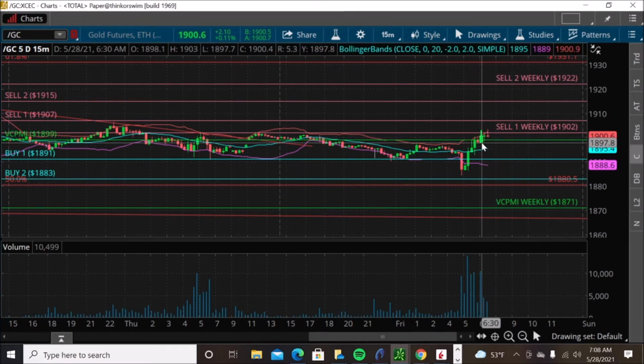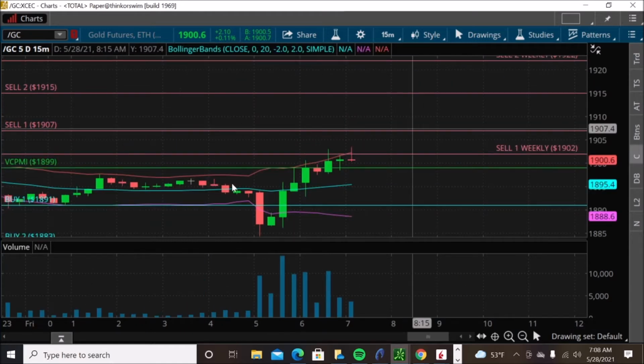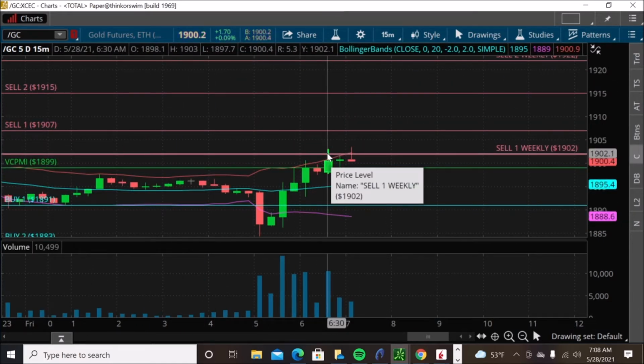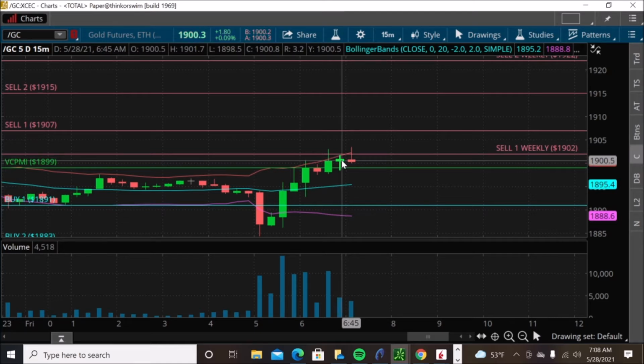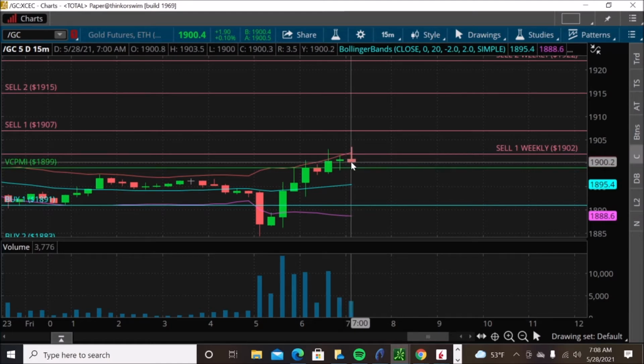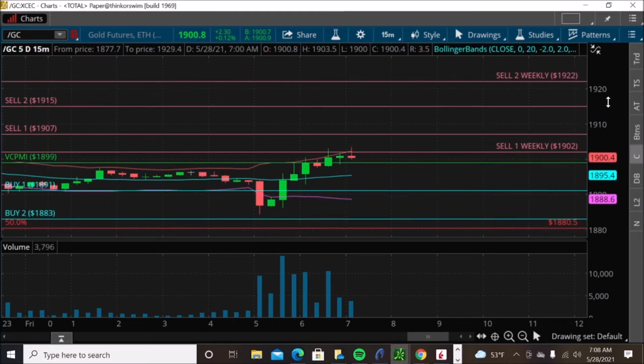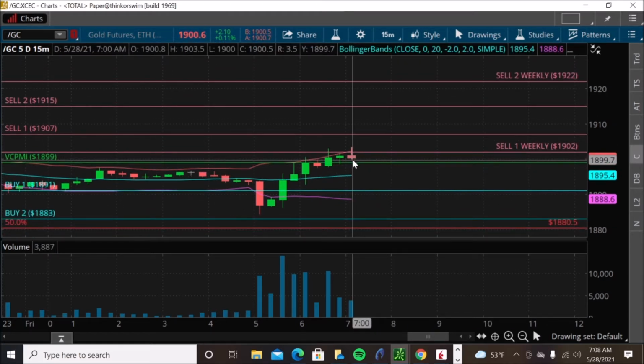As you can see here, the target was completed, and this is where you take your profits on the long side if you came in long, and you wait for the close below here, which has activated a short trigger on this close at 6:45 a.m. It has tested this level here, and now a close below 1902 is going to activate a short trigger once again.